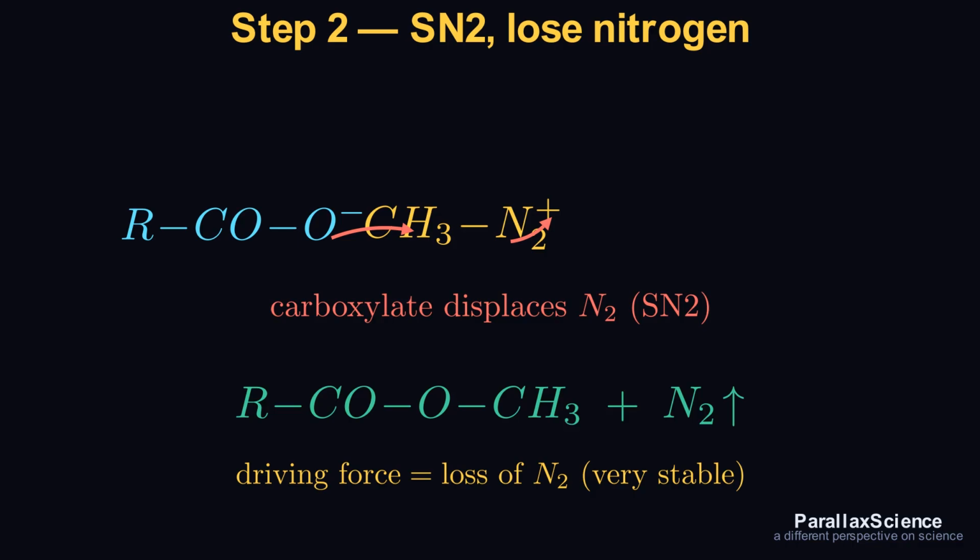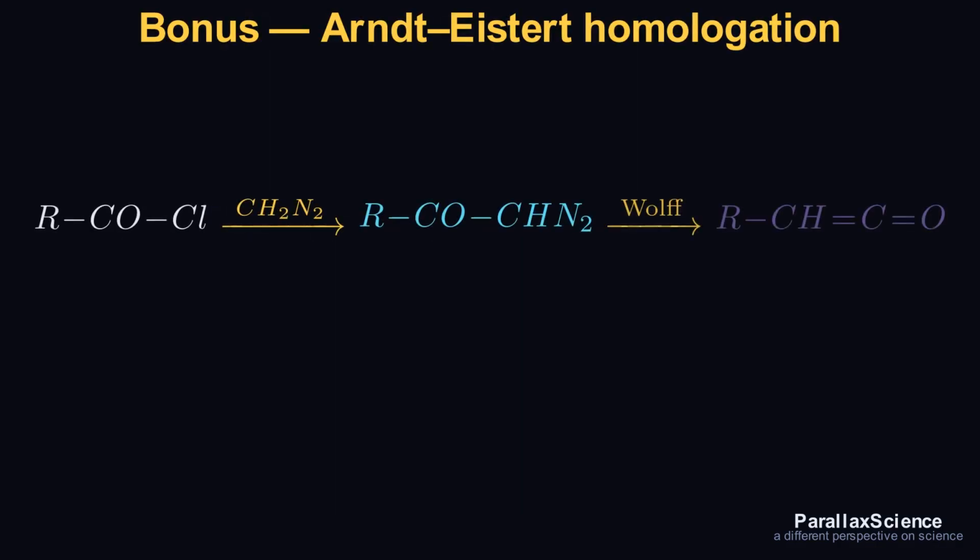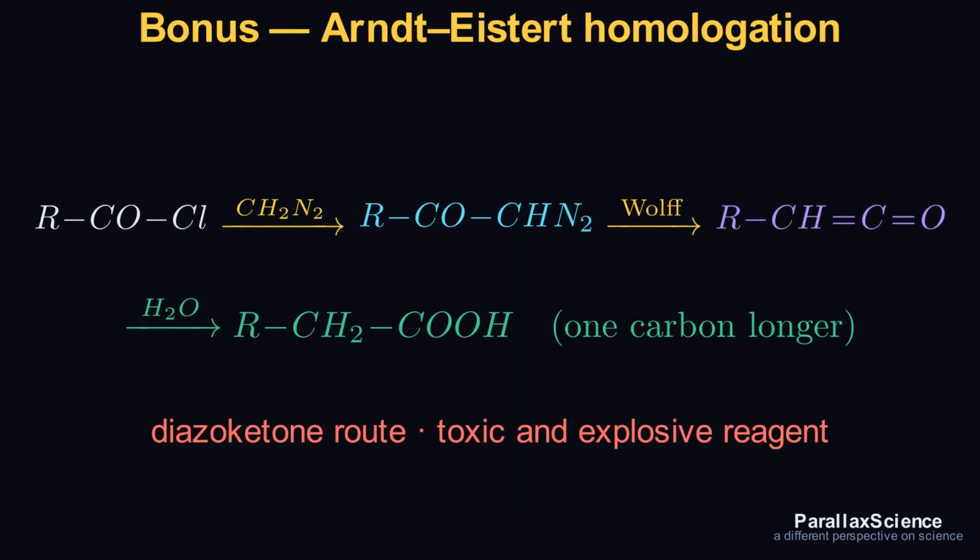The loss of very stable nitrogen gas. It also performs the Arndt-Eistert homologation. An acyl chloride gives a diazoketone, which rearranges through the Wolff rearrangement to a ketene, and adds water to give an acid 1 carbon longer. Powerful, but toxic and explosive.